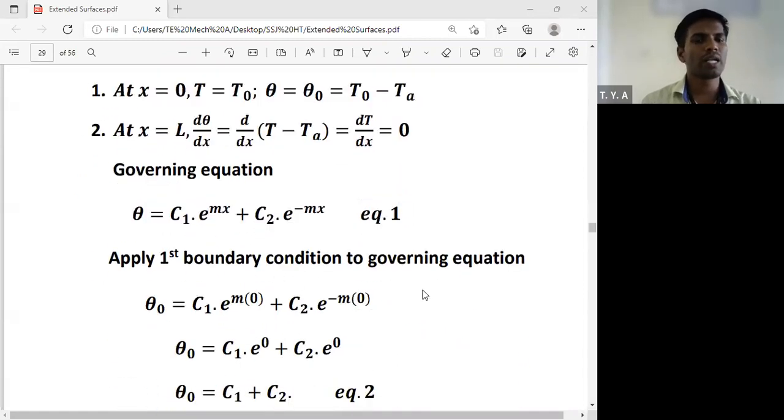Okay, so what is our governing equation? Theta is equal to C1 e raised to mx plus C2 e raised to minus mx. So this is the equation number 1. Okay, so in this equation we have to put the boundary conditions. So put the first boundary condition. By putting the first boundary condition, काल आपण पुट केलेलं आहे, the equation we get is C1 plus C2 is equal to theta 0.